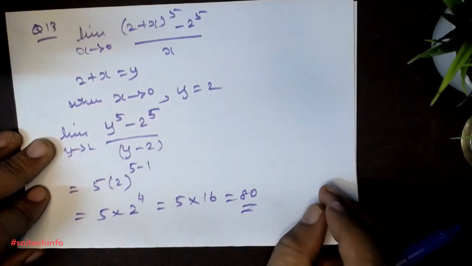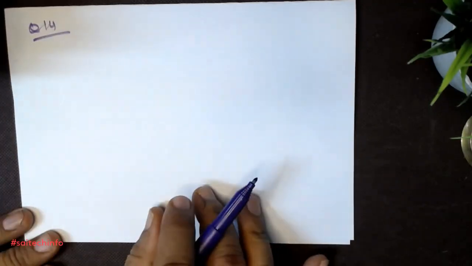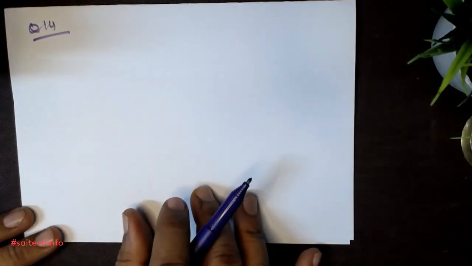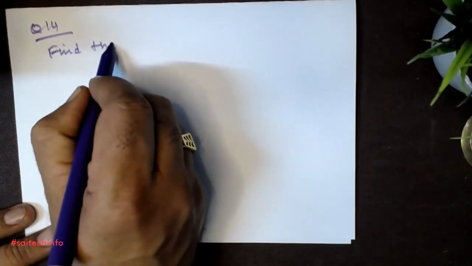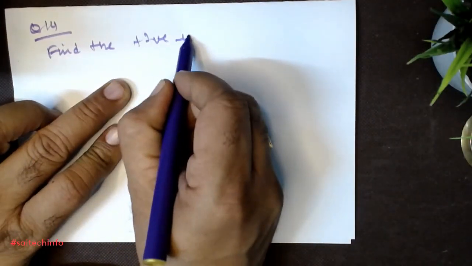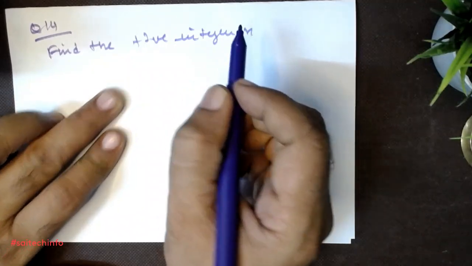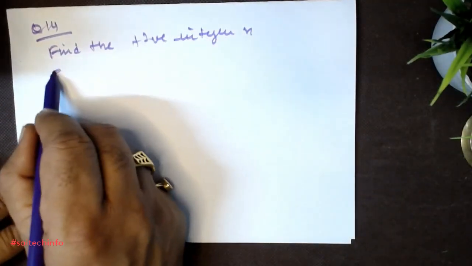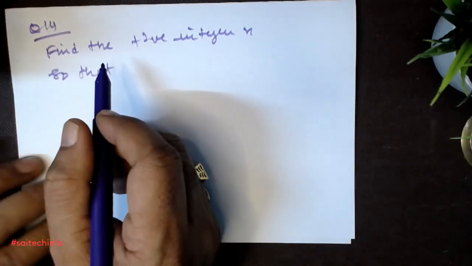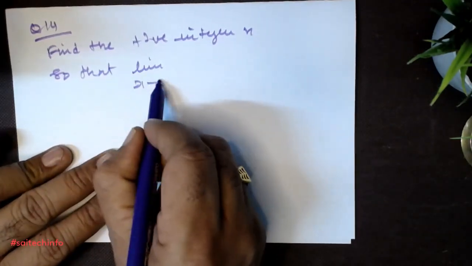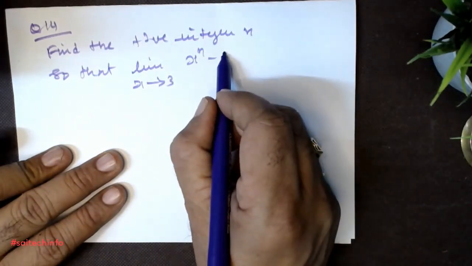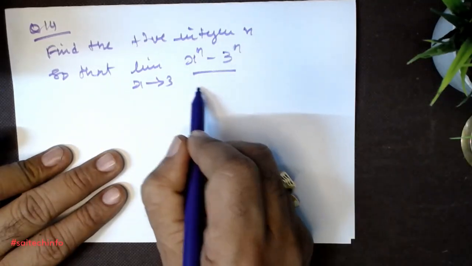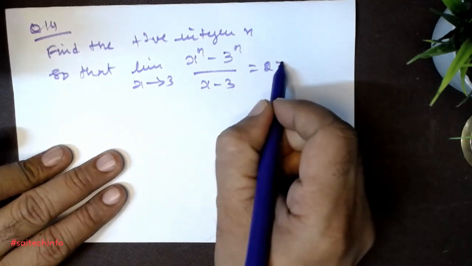Next question. Find the positive integer n so that limit x approaches 3 of the function x power n minus 3 power n divided by x minus 3 is equal to 27.